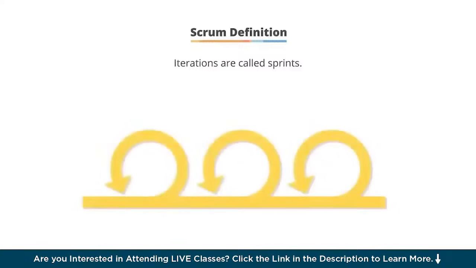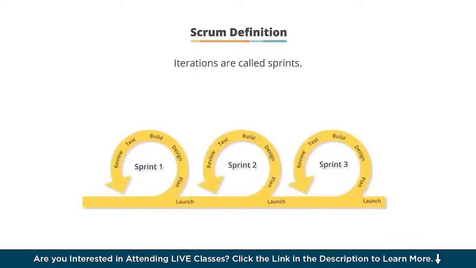In Scrum, the iterations that deliver working software to the customer are called sprints. Each iteration, or sprint, results in potentially shippable software.